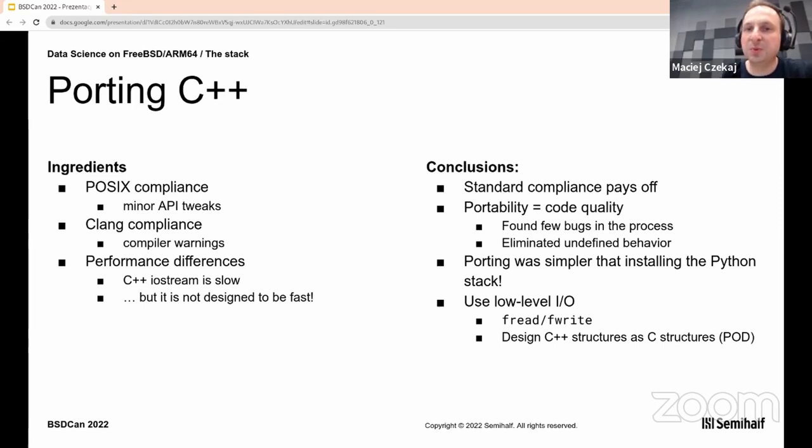There were minor performance differences between the standard library under Linux and the standard library for C++ in FreeBSD, but that was mostly around IOStream. And IOStream is honestly not the best tool for the job. When you have lots of IO, you should be using binary IO and avoid IOStream in the first place. So that was my mistake. I would say I used some text-based IO in the beginning. So standard compliance pays off as long as your code is kept portable, and your code quality actually is even better. I discovered a couple of bugs doing this porting. I eliminated some undefined behavior. It was simpler than installing the Python stack, actually. Of course, I had to switch to low-level IO to make sure that my application is fast enough. And even though I was using C++, I was trying to use C structures anytime I had to serialize the data to the disk.